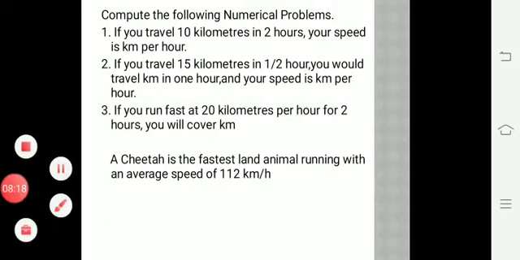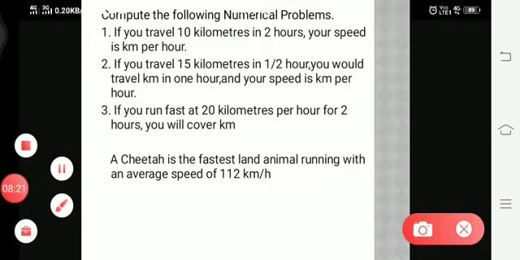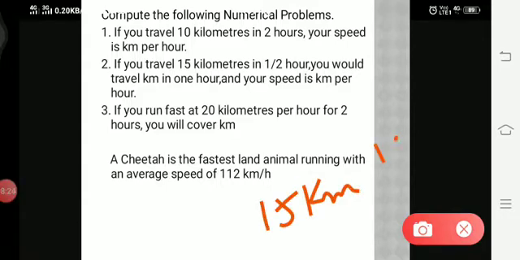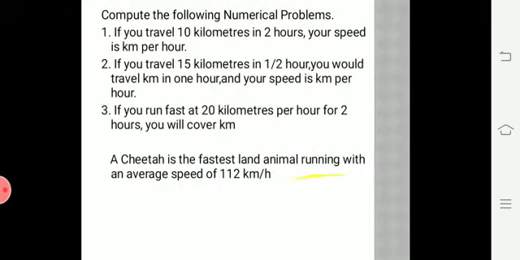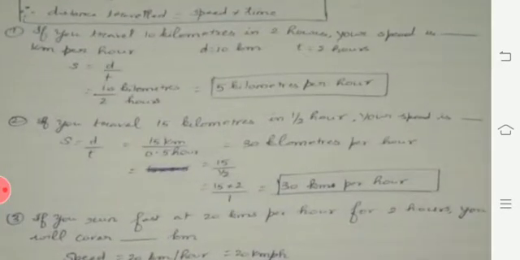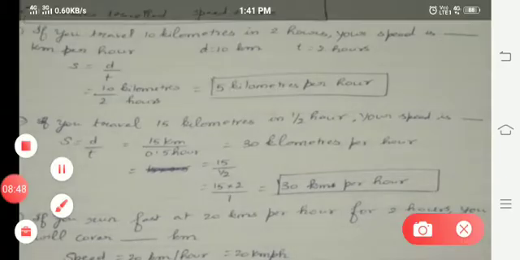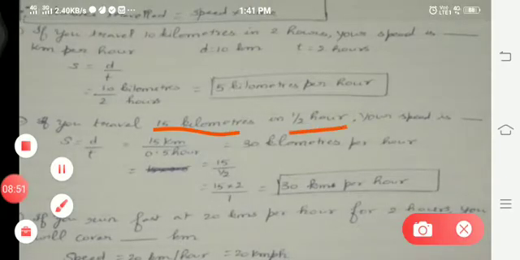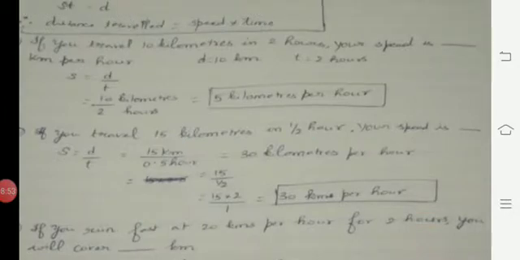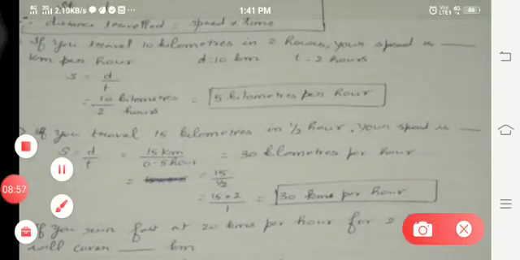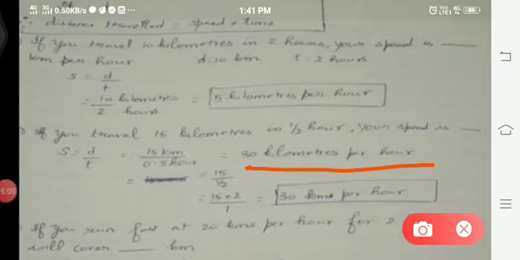Look at this question again. If you travel 15 kilometers in half an hour. So 15 kilometers, it takes half an hour. Half an hour is nothing but 1/2, which you can write as 0.5. You would travel some kilometers in 1 hour and your speed is some kilometers per hour. So they are just asking you to calculate the same. So second question, listen. S equal to D divided by T. Distance traveled divided by time taken. So 15 kilometers divided by half. Half means 0.5. That's what they wrote here. 15 divided by 0.5. So the answer is 30 kilometers per hour.